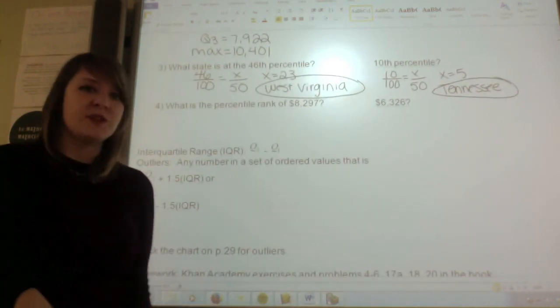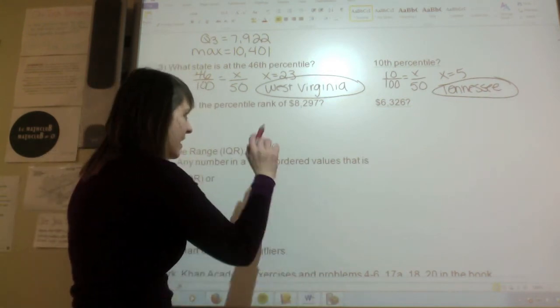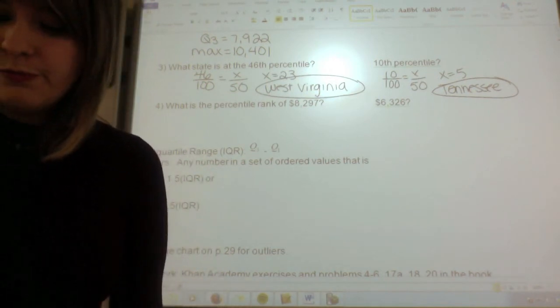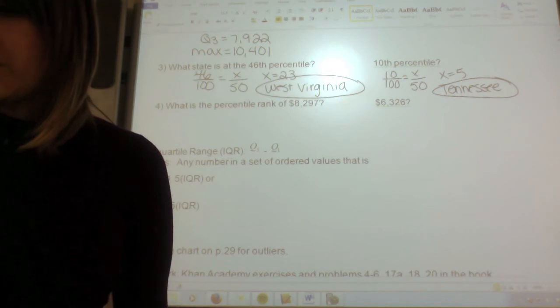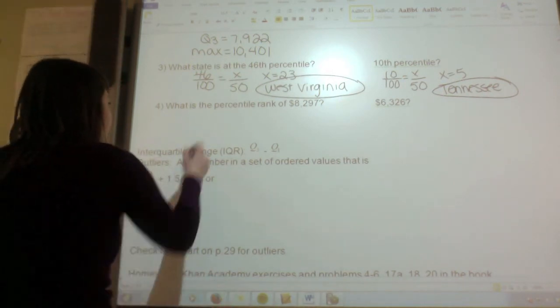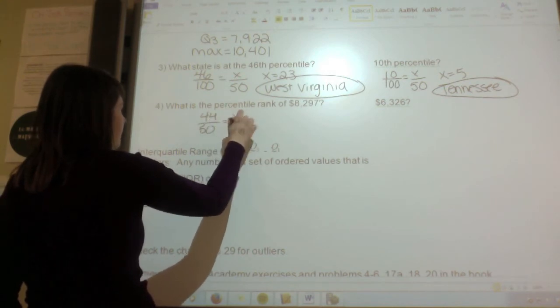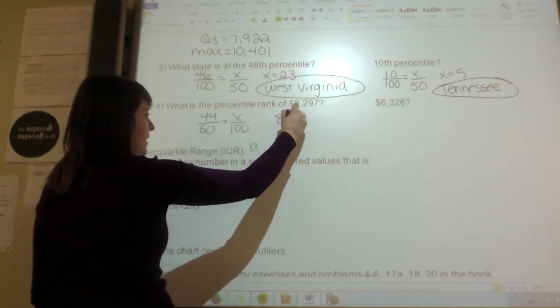Now we can figure out the percentile rankings of numbers. In this case, I've got $8,297. When I go through and try to find where that is, I find that that's Maryland, which is the 44th state. So I can say 44 out of 50 is equal to something out of 100, and that's going to give me my percentile, which is the 88th percentile.